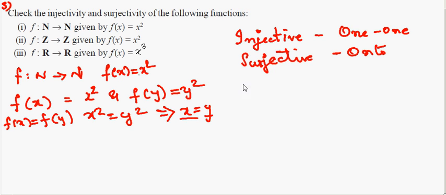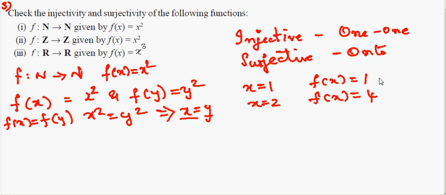You can have an example. Suppose when you take x is equal to 1, f of x will be square of it, that will be 1. If x is equal to 2, f of x will be 4. So you can see the images are different. That means it is one-to-one. You will not have the same image for different values of x. So I can say it is injective. Let's check for onto function.